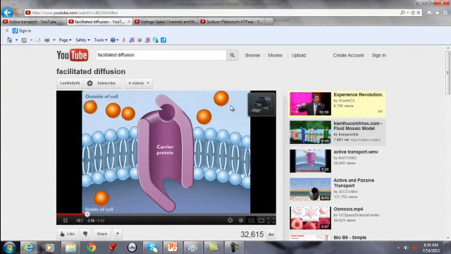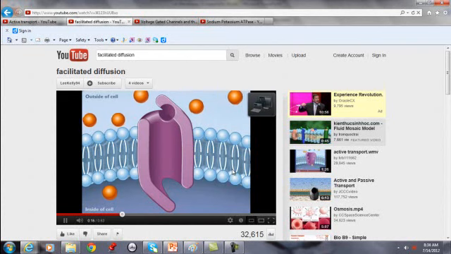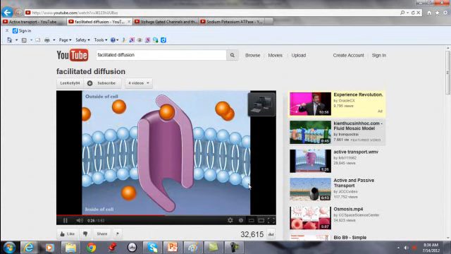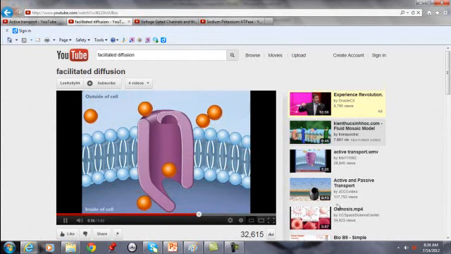Okay, it's hypertonic out here. There's more solutes out here. So we need to bring these molecules in. They need a carrier protein to facilitate their entrance. It comes, hits an active site, which causes a conformational change. Conformational change. Which allows it to then enter the inside of the cell.